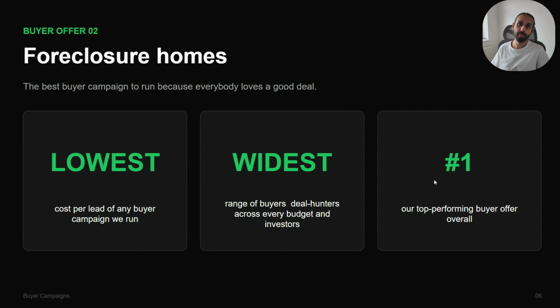The second and best offer we've run is a list of foreclosure homes, because everybody loves a good deal. So this gets us the lowest cost per lead of any buyer campaign we've ever run. And this has honestly worked in every single market we've ever tested this in. Here we get the widest range of buyers. We get deal hunters across every budget and also investors with a lot of cash to invest. And this is our number one performing buyer offer overall.